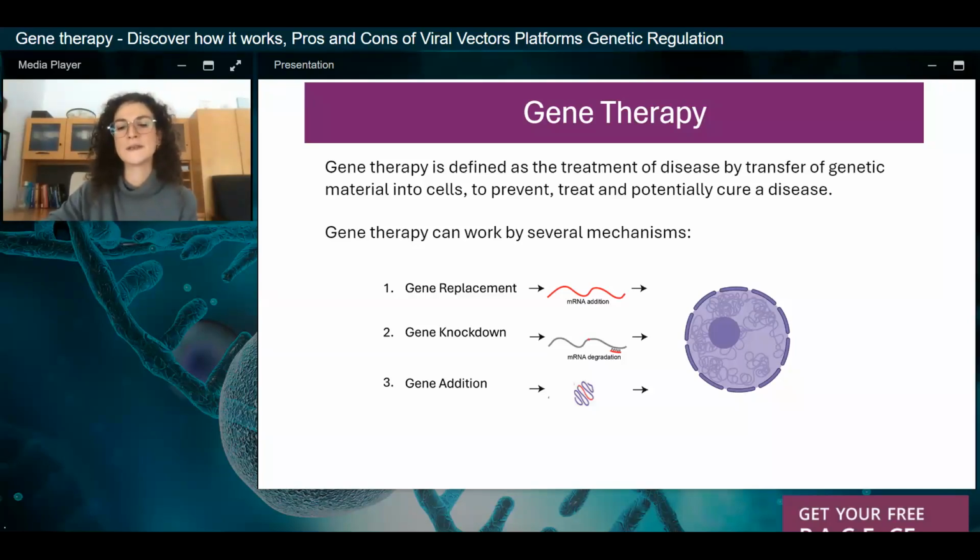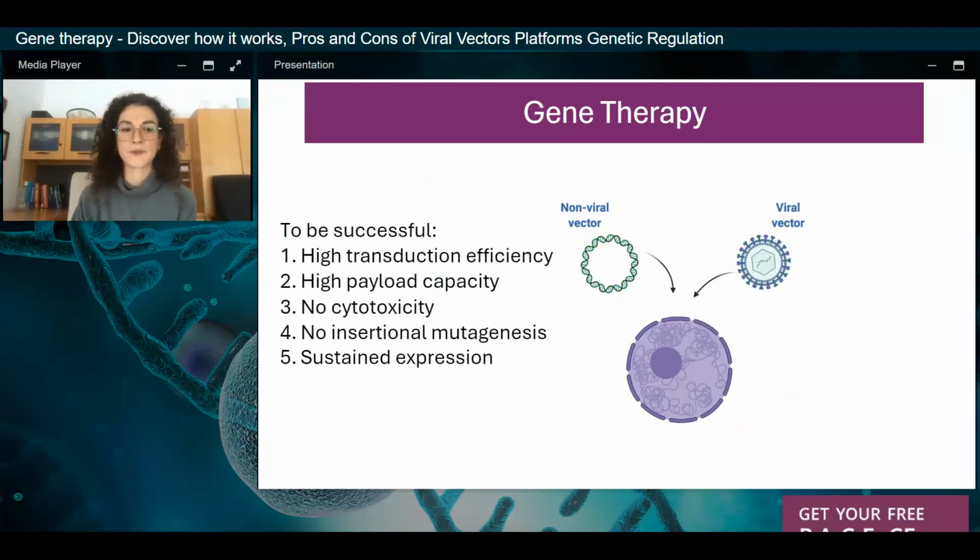But how do we deliver all this genetic material to the cell? There are two main platforms for gene delivery: non-viral vector and viral vector. Today we will focus our attention on viral vectors, since viruses have evolved a natural ability to deliver their genetic material to the cells. So if we are able to remove the genes causing the infectious disease, these viruses become vectors or carriers for our transgene payload.